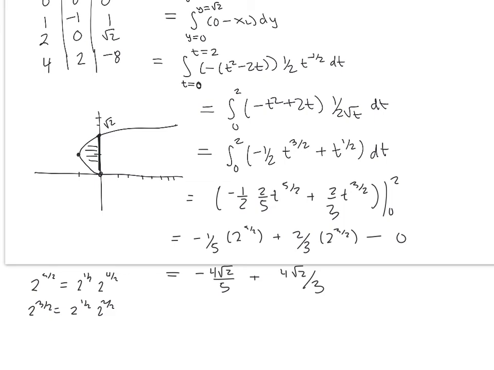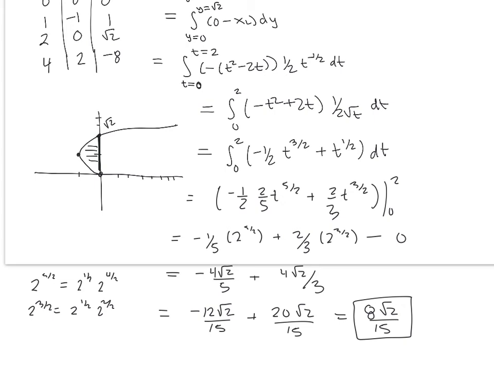And then just get a common denominator. Multiply the first one by 3, negative 12 root 2 over 15. Second one by 5, 20 root 2 over 15, which gives us 8 root 2 over 15.